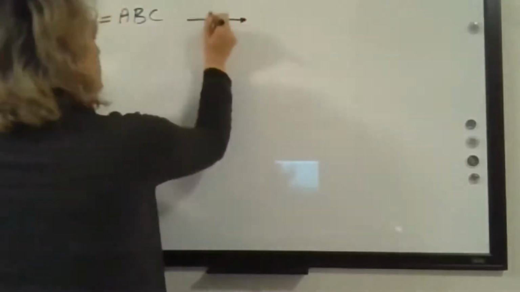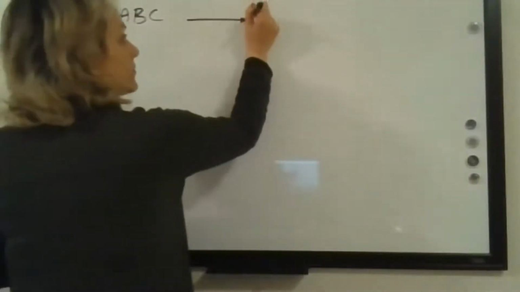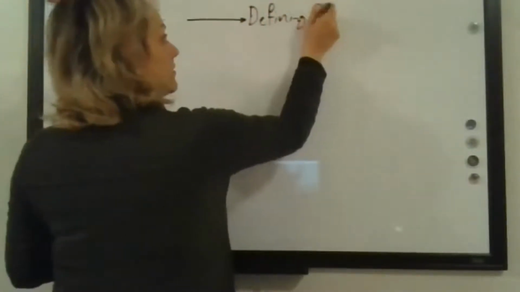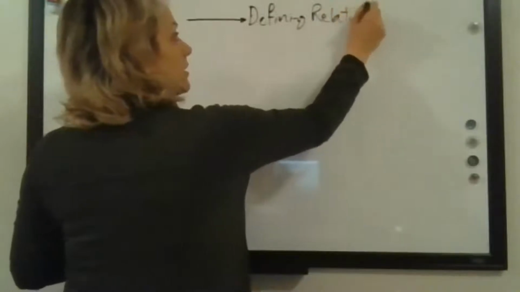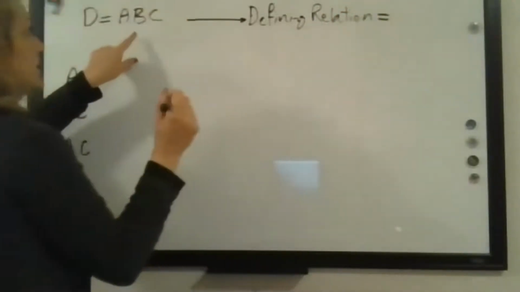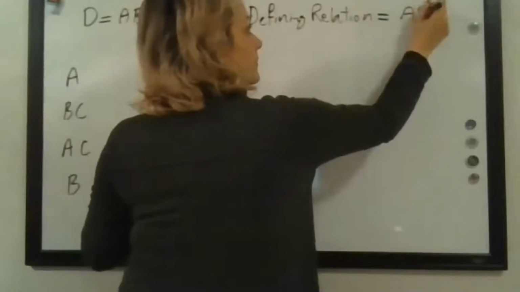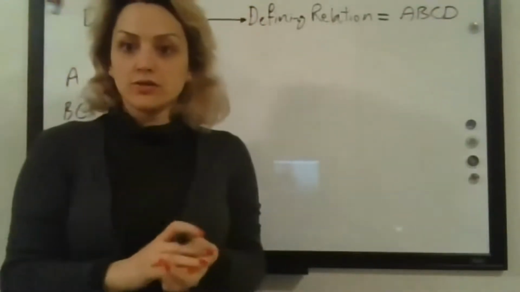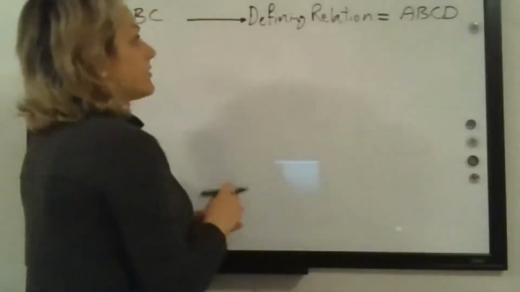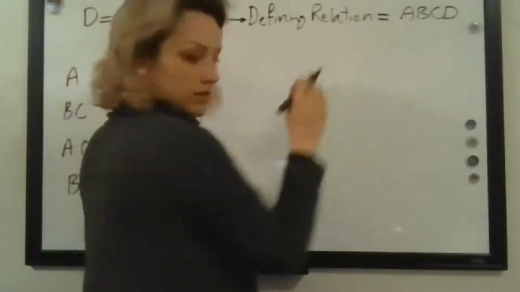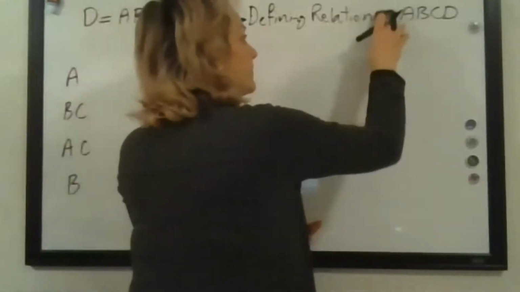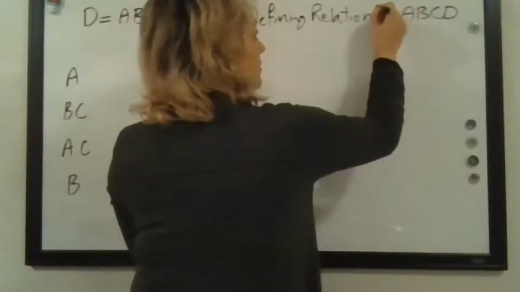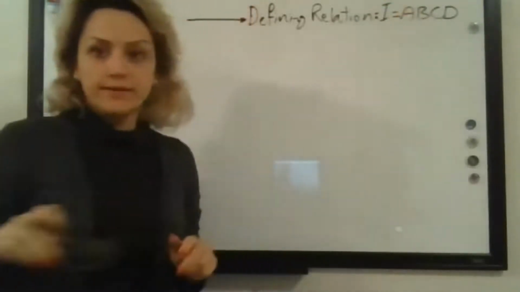We multiply both sides by D, and then our defining relation is equal to ABCD. The defining relation is like that. We can show it by I as well. So I can write down the defining relation: I is equal to ABCD.